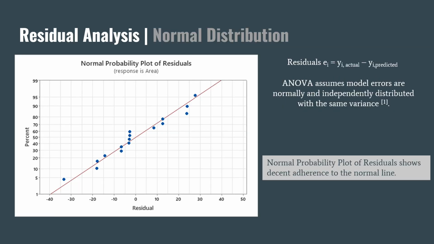So before we accept the ANOVA results, we had to verify the normality and independence of the residuals. We plotted the normal probability plot of the residuals, which shows a decent adherence to the normal line, confirming the normality assumption.